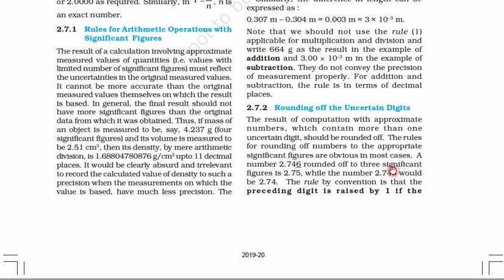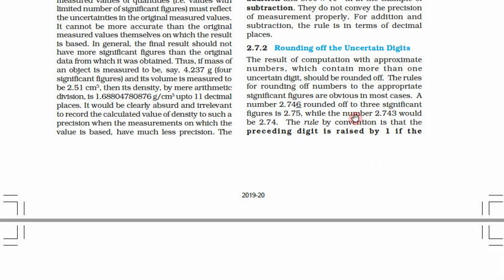Now, rounding of the uncertain digits. What are the rules for rounding off? Suppose we have to round 3 digits to 2 digits, or 2 digits to 1 digit, then what will we do? Sometimes after calculation or computation we get numbers that are very large. Definitely those numbers are not accurate and we should round them off.